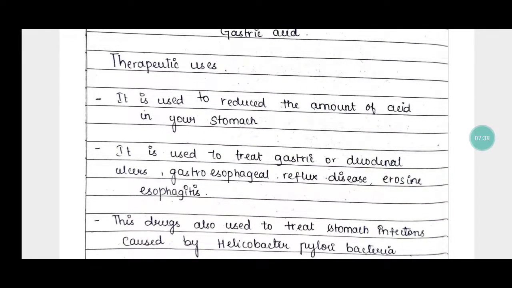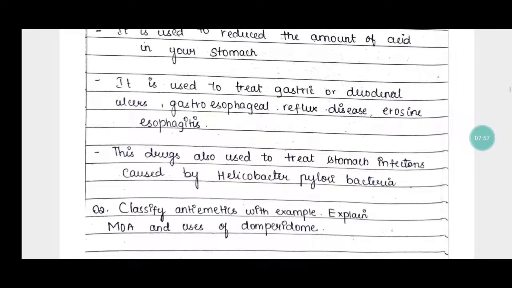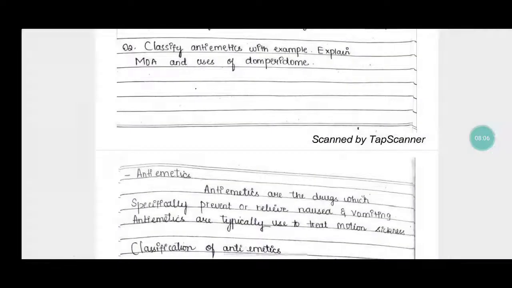So the therapeutic uses for the proton pump inhibitors are: it is used to reduce the amount of acid in your stomach, and it is used to treat gastric or duodenal ulcer, gastroesophageal reflux disease, and erosive esophagitis, where these drugs are also used to treat the stomach infection caused by the Helicobacter pylori bacteria.